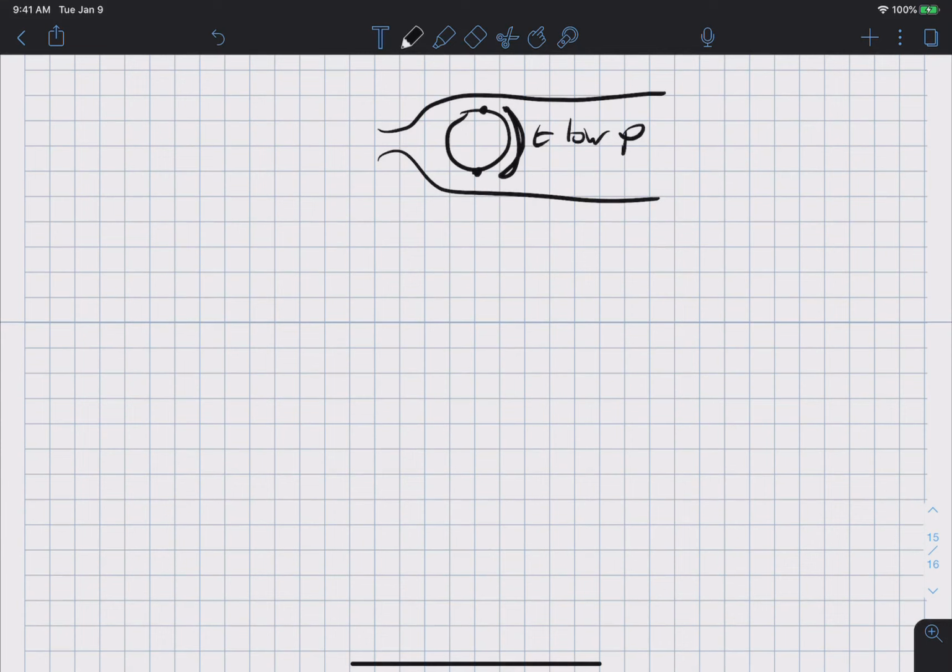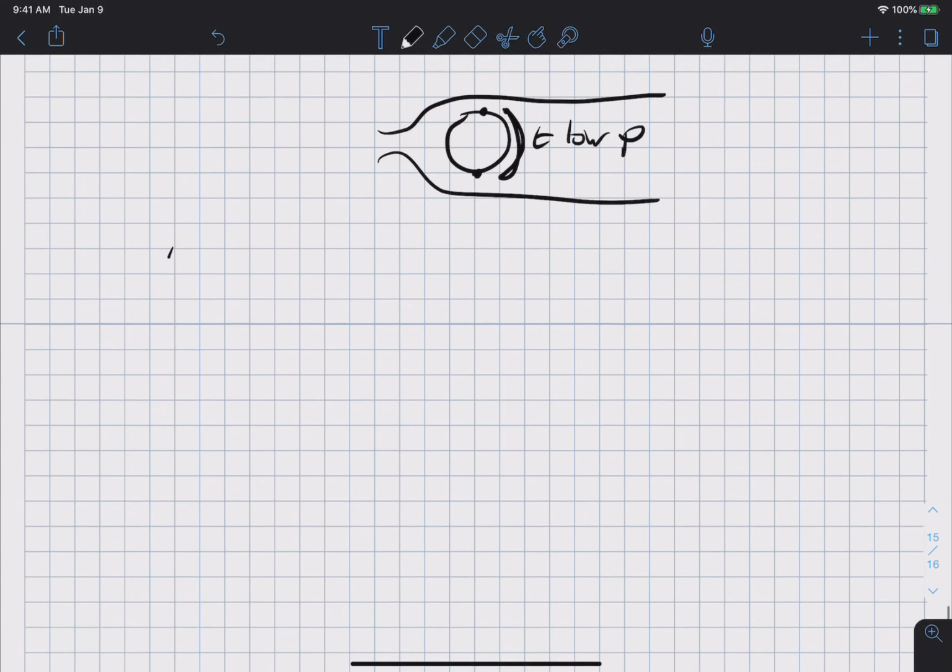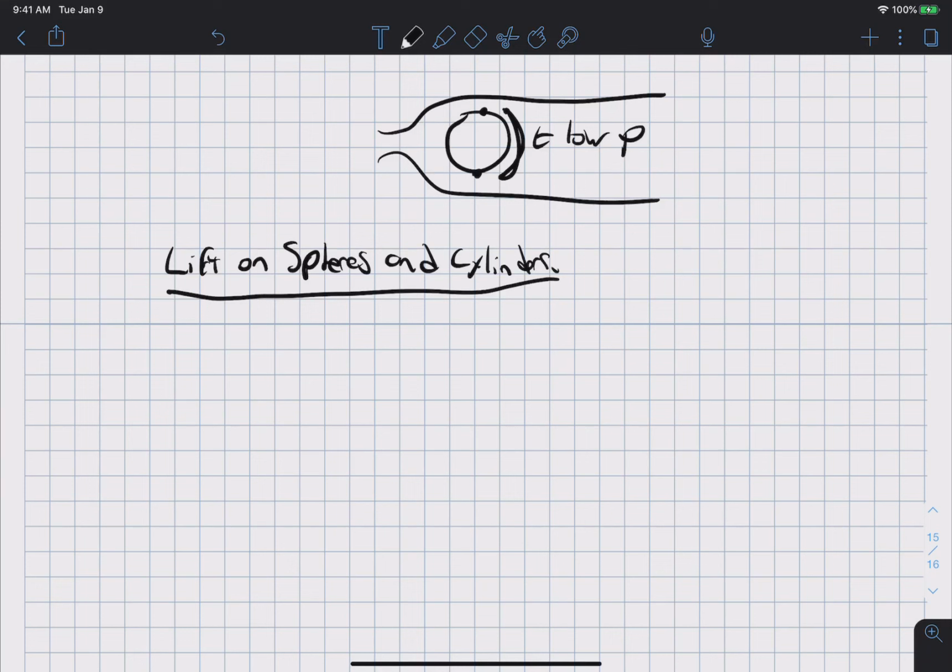Okay, and then another interesting phenomenon that you may have used if you golfed or play tennis is lift on spheres and cylinders. You may be thinking, Ryan, they have a symmetric shape and the flow about them is symmetric. How can they produce lift?